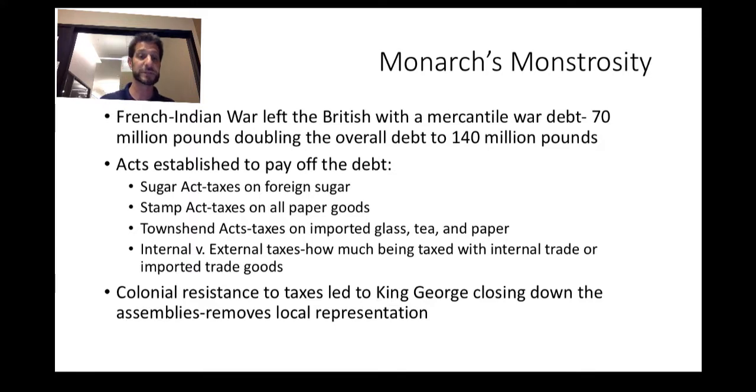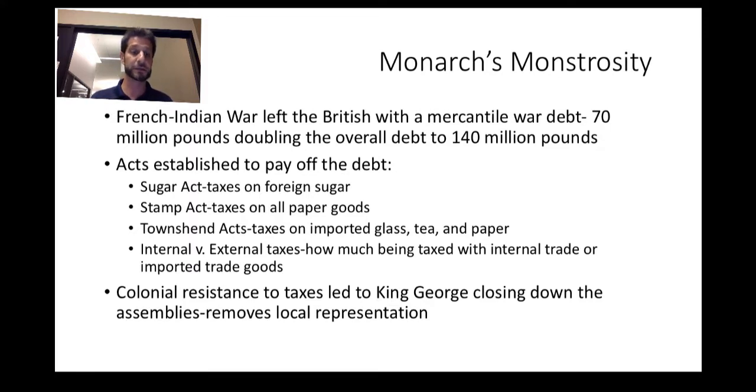The Stamp Act, which attempted to tax all paper goods, and then the Townshend Acts, which attempted to tax imported glass, tea, and paper. Now, this very last one's important, and it will be important in the future. The Townshend Acts tried to walk a fine line between one of the complaints the colonists had, which was internal versus external taxes. The Stamp Act had been an internal tax.